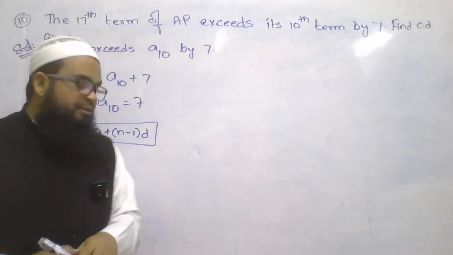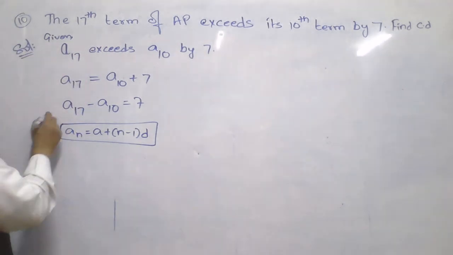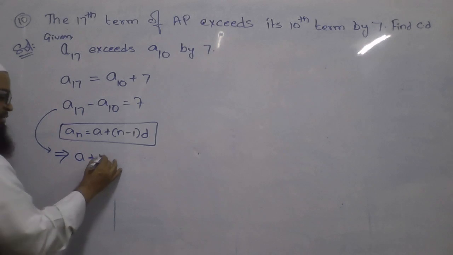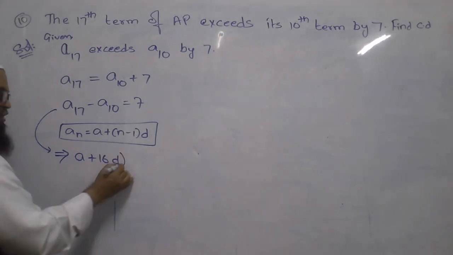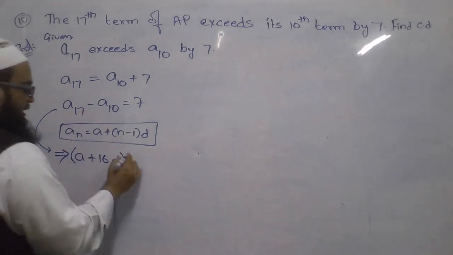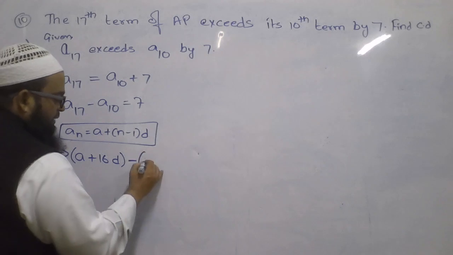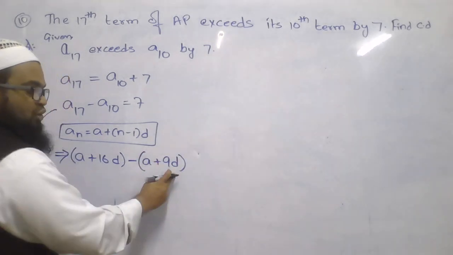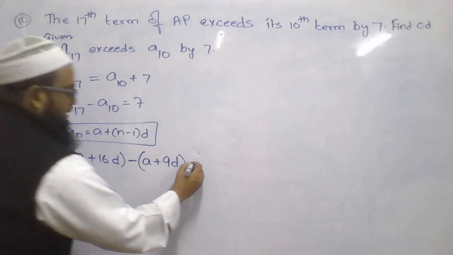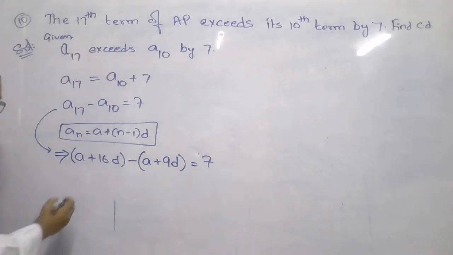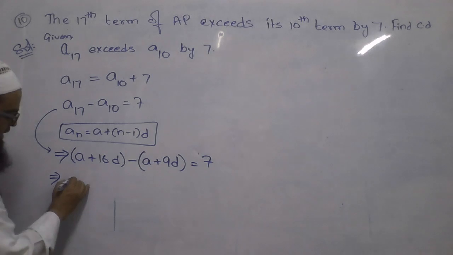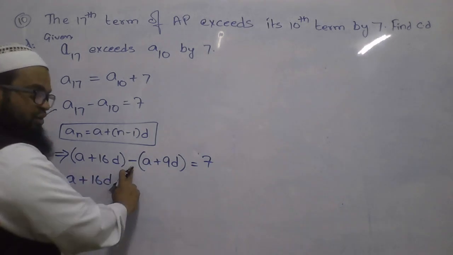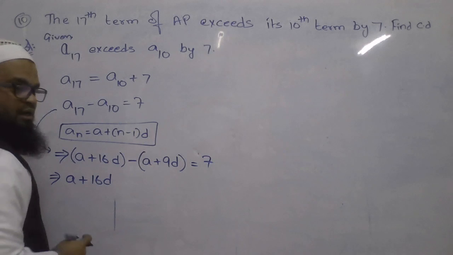So anyway, come back. Let me go with the statement that implies: what is A17? Can I write it as A plus 16D? Since there are two terms, keep it in brackets, and minus what is A10? A plus 9D. Since I have two terms, keep it in brackets, equals 7. Understood? Now let me open the brackets. A plus 16D.